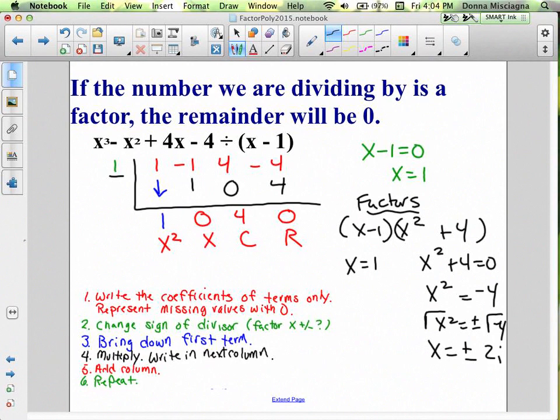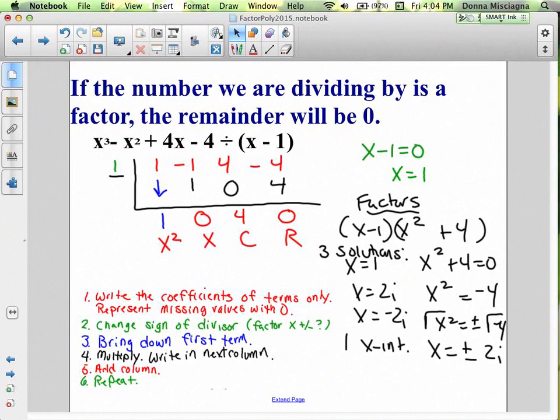All right, so I have 3 solutions, 1, 2i, and negative 2i. Those are my 3 solutions. I have only one x-intercept, however. The only one is the 1. So I'm only going to cross the x-axis one time.